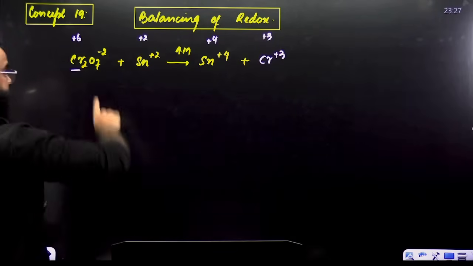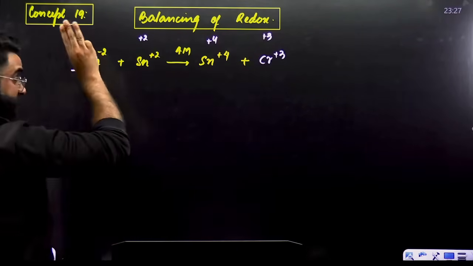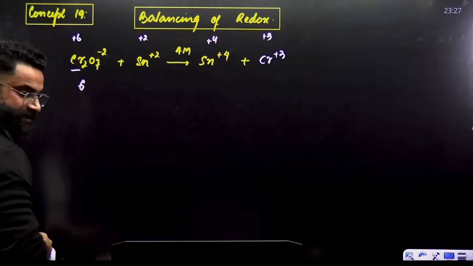Its oxidation state is +3. Now, +6 to +3, change. Final minus initial, the value is 3. 3 is the change for one atom, I have 2. So 3 2s are 6. That means its n factor is 6.